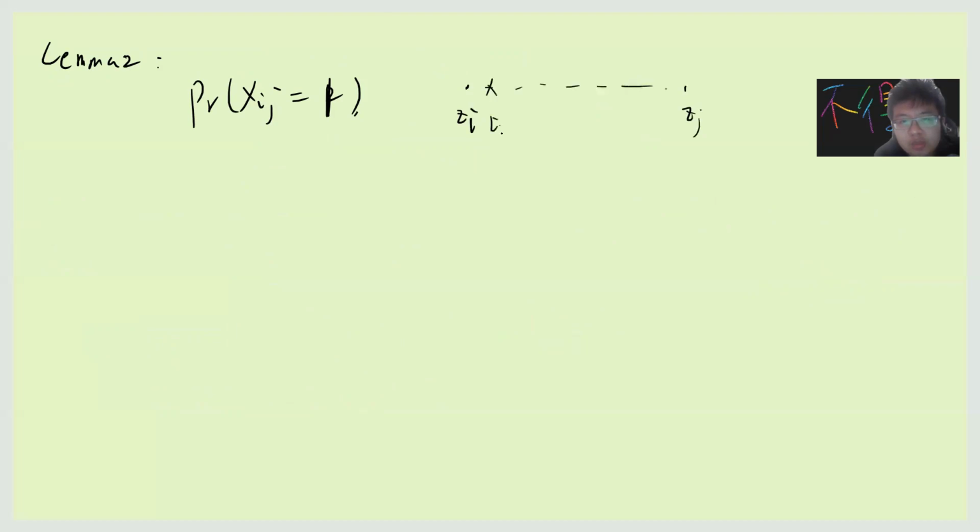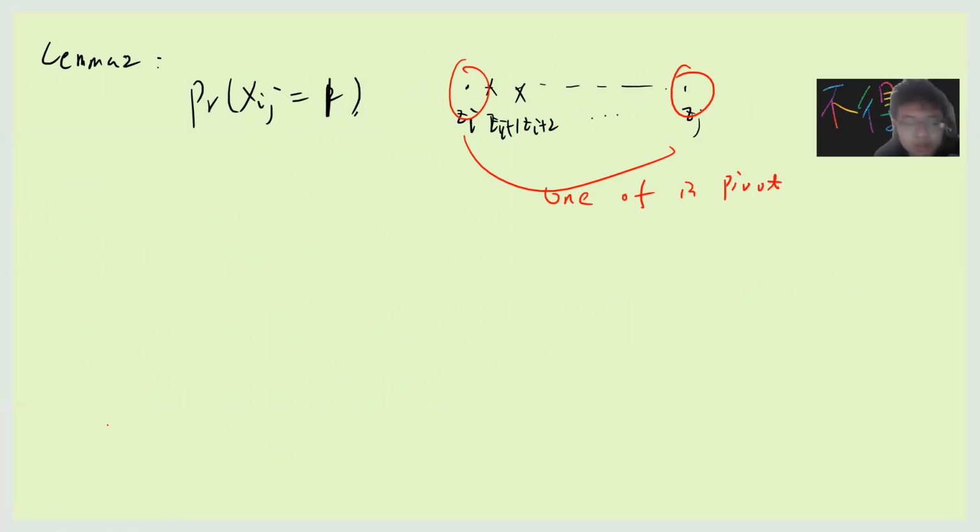Okay, so lemma 2. What is the probability that X_ij equals 1? This is also simple, right? Let's consider z_i and z_j, and then let's consider all the numbers in the middle. As I said, these two numbers will be compared if one of them is chosen to be the pivot, right? So if one of them is chosen as the pivot, then we will compare.